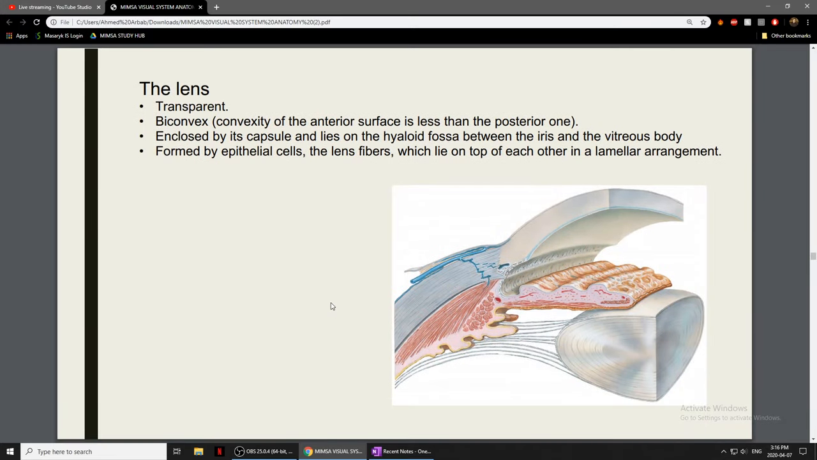So we can move on to the lens. It's a transparent structure, mostly formed of water, lens fibers and epithelial cells. It is what both contracts and relaxes to focus light in the eye. So it is a refractive medium, one of the refractive mediums of the visual apparatus of the eye.